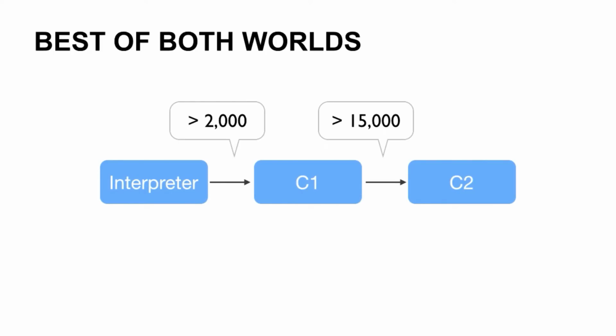If you're using 64-bit Java, you're using a server VM, and you're using C2, the server compiler. At some point, we realized maybe we could have the best of both worlds.